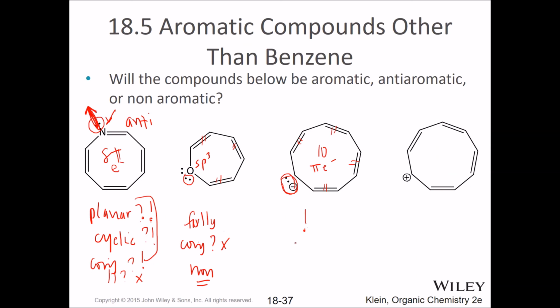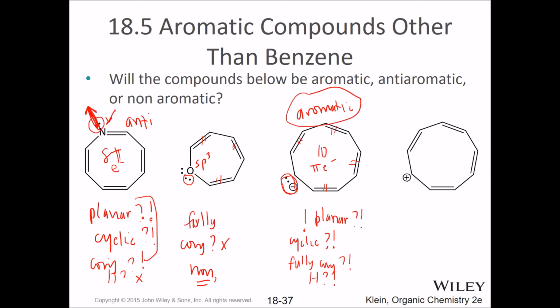It's cyclic. In other words, it's a ring. Yes. It's fully conjugated, yes. It's planar. In other words, the unhybridized p orbitals are all parallel or overlapping. Yes. And it's a Hückel number. Yes. This is aromatic. Okay, so this was non-aromatic, this was anti-aromatic, and this is aromatic.